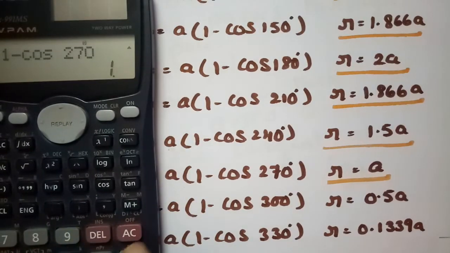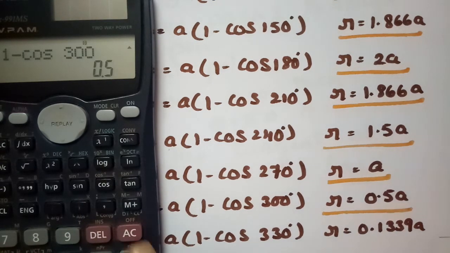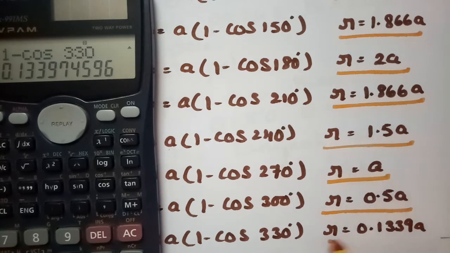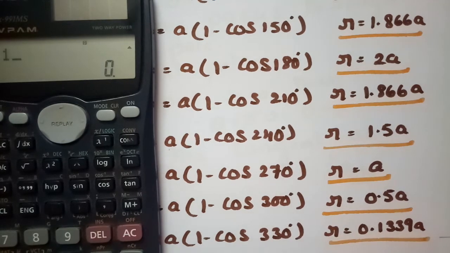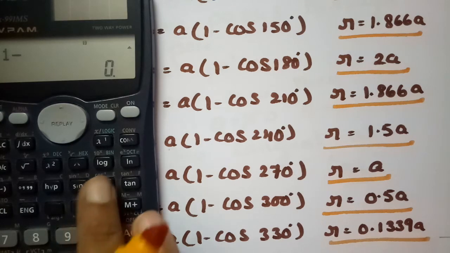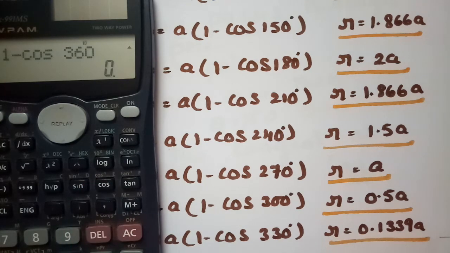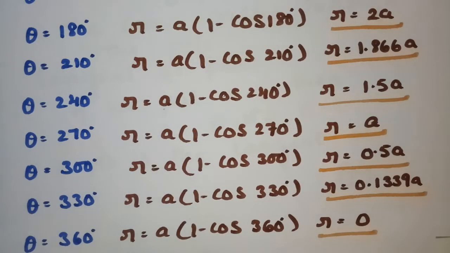And the next one I have given the value as 300, that is 1 minus cos 300. Straight away you can do it like that. R is equal to 0.5 into A. And the next one is 1 minus cos 330, this is 0.1339 into A. And the next one here is 1 minus cos 360 degrees. So the value of r is equal to 0.